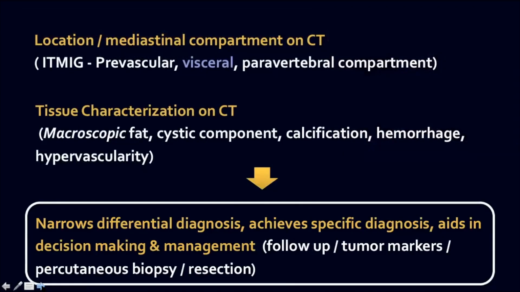Now, next, coming on to tissue characterization of masses with CT and MR. And to me, this is really the fun part, and the most exciting part of looking at mediastinal masses. Now, in most cases, CT does quite well. It localizes the mass to the correct compartment, and you can perform tissue characterization, picking up on macroscopic fat, cystic component, calcification, hemorrhage, hypervascularity. And it will give you a narrow differential diagnosis, in some cases a specific diagnosis, and aids in decision-making and management, which is appropriate for the case.